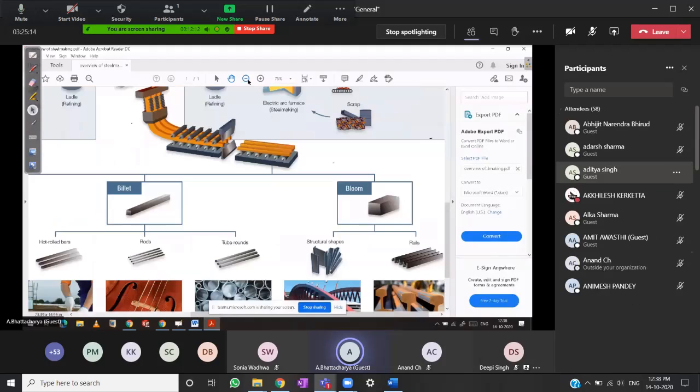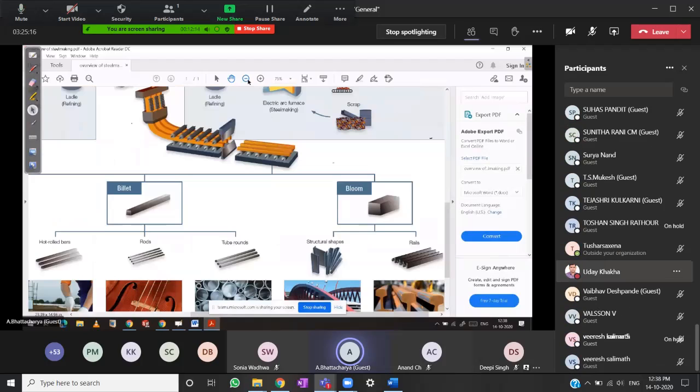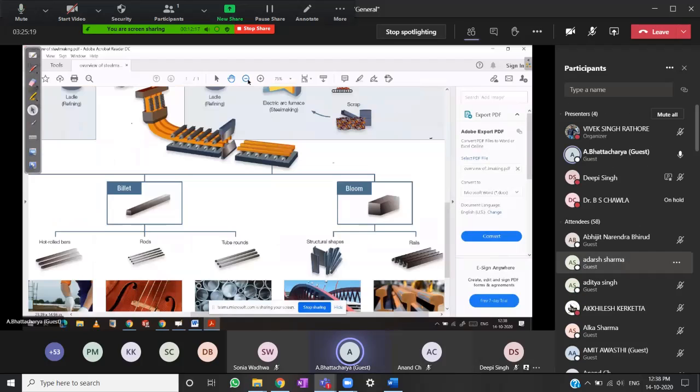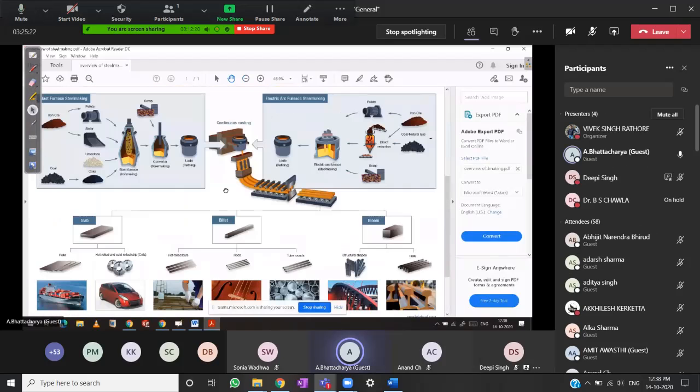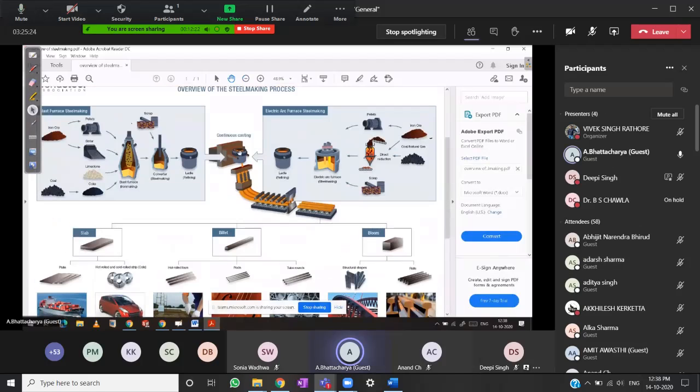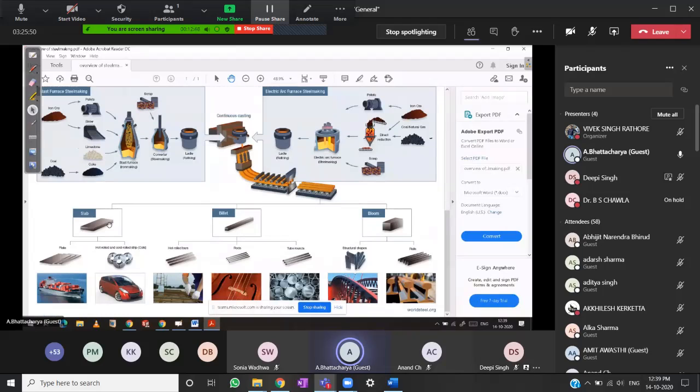These are two steel-making routes. From here, the process of giving different useful shapes begins. This is called continuous casting. I will show you some videos also. Here we'll make some intermediate products. These are called semi-finished steel: slab, bloom, all these things. They become the input material for further processing.